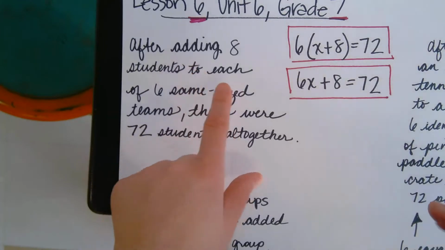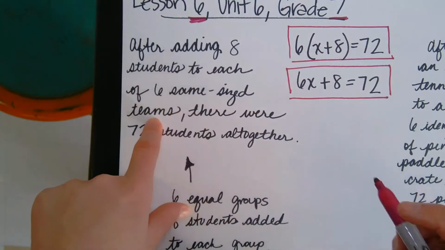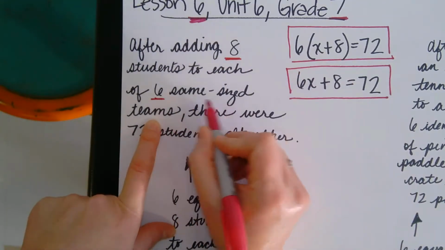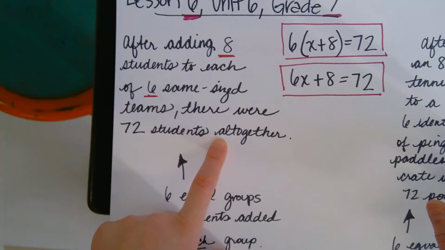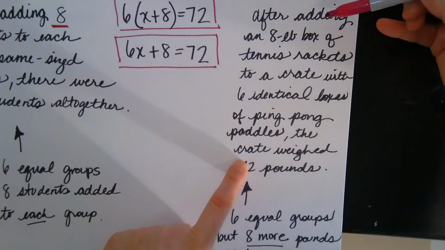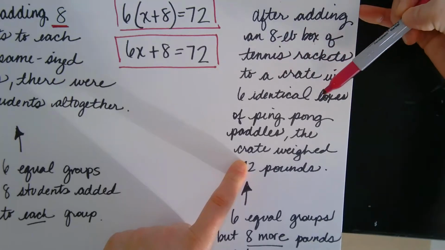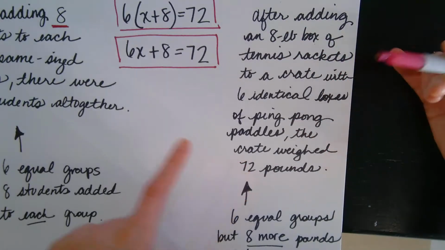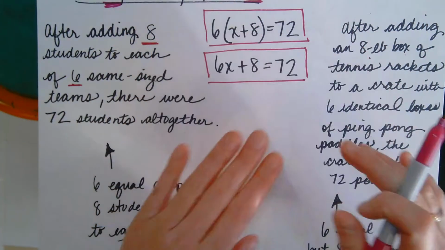After adding 8 students to each of the 6 same-size teams, so 8 students were added to 6 teams that were the same size, there were then 72 students altogether. In the second example, we say after adding an 8-pound box of tennis rackets to a crate with 6 identical boxes of ping pong paddles, the crate weighed 72 pounds. So we have to figure out which of these narratives goes with which of the expressions.